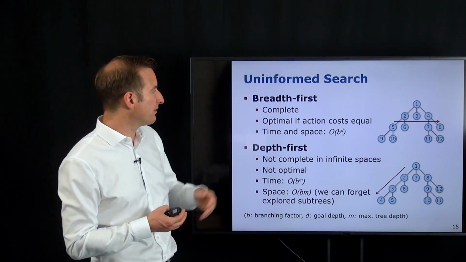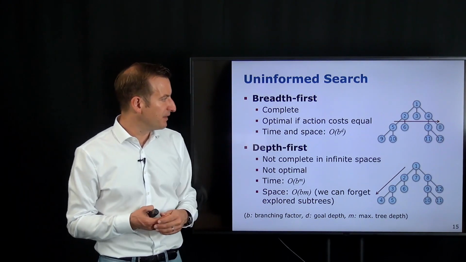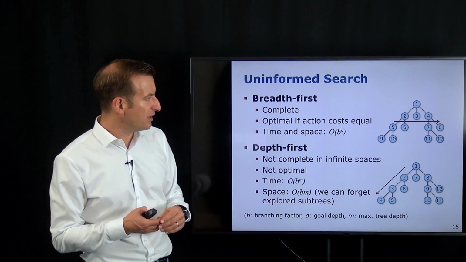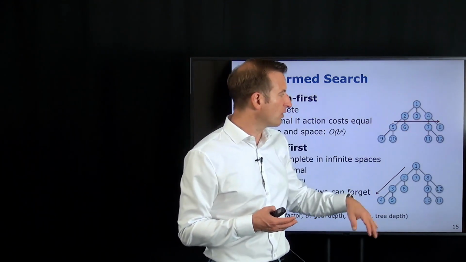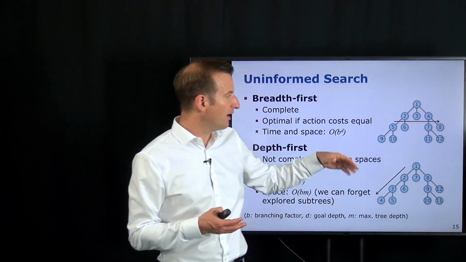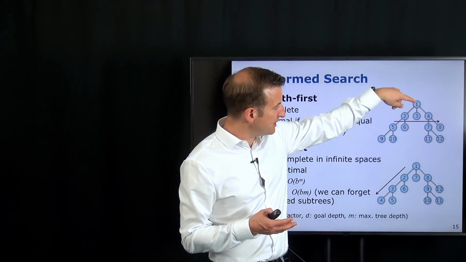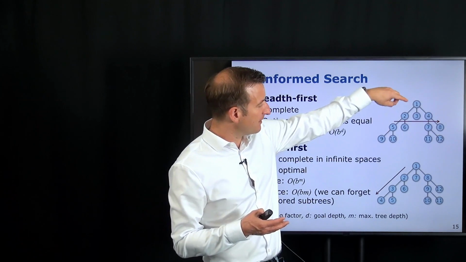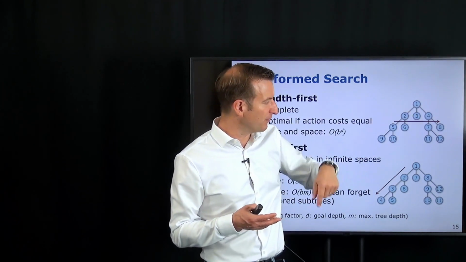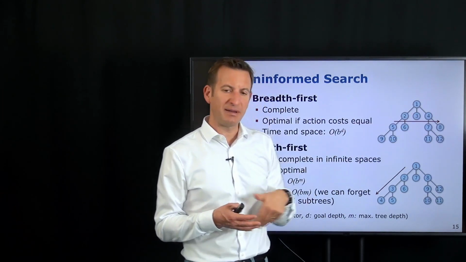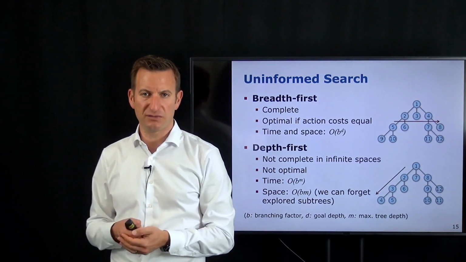It's a complete algorithm. It's optimal if the action costs are equal. If all those costs are equal, otherwise you may have paths which are very cheap and paths which are very expensive, and those expensive ones may be found before the cheap ones because you're going level by level and not based on the cost that you have found so far.